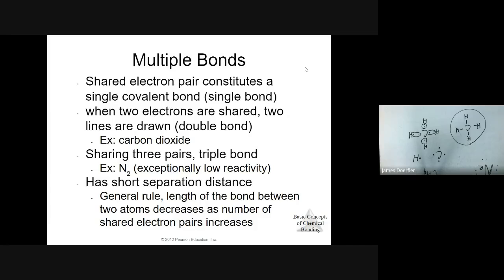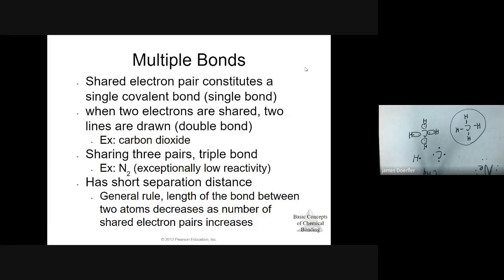The more bonds that you add between 2 atoms, the shorter those bonds become. Okay, so that's the general rule. The length of the bond between 2 atoms will decrease as the number of shared electron pairs increases.